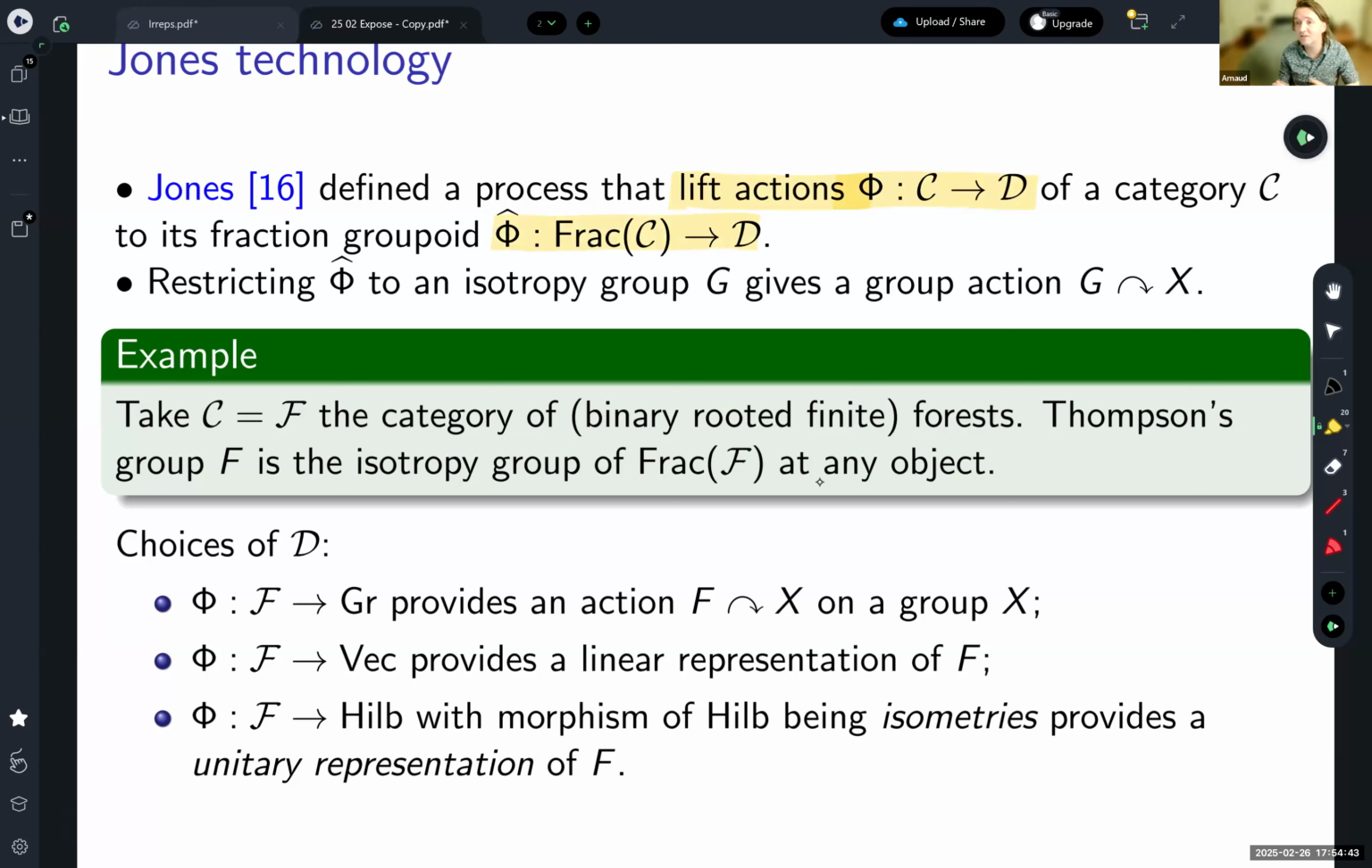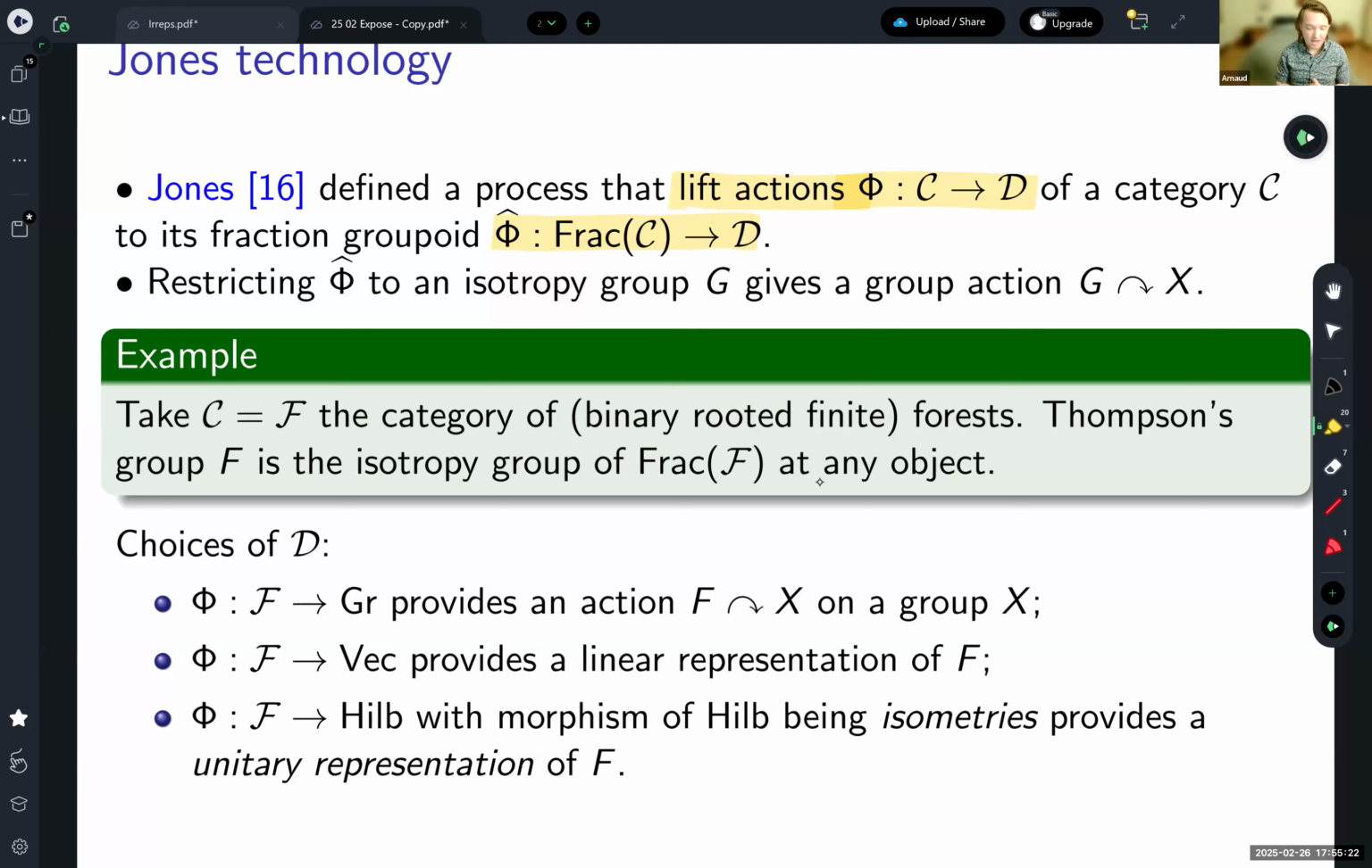Okay, so you take a category that is nice, that has a calculus of fraction, just like the category of forest. Well, if you take just an action of this category of forest, which is a very basic object mathematically, you get an action of something much more rich, the fraction groupoid. And then you restrict this action of the fraction groupoid to isotropy subgroup. And for us, it will be Thompson's group F, T, or V. And then boom, just by taking action of a very simple object, the category of forest, you get action of very difficult, complex objects in mathematics that are the Thompson's groups.